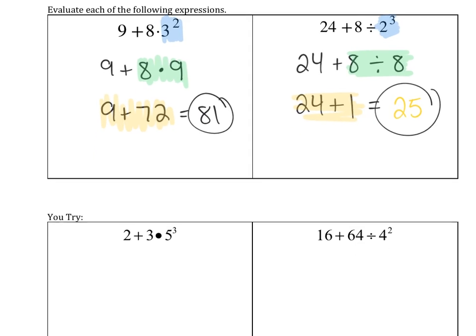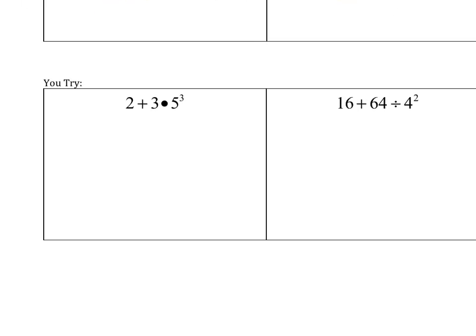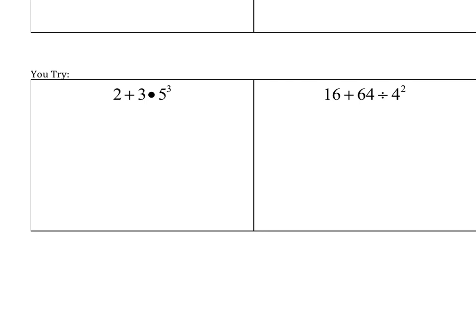Now these are the you try ones. So you can try these couple problems on your own, or you can listen to the rest of the video and I'll show you how to do it. So in this one, if we're following PEMDAS again, we have no parentheses, but we do have an exponent. So we're going to do that first. Remember, that's the same thing as 5 times 5 times 5. So I have 2 plus 3, dot means times, and 5 times 5 times 5 is 125.